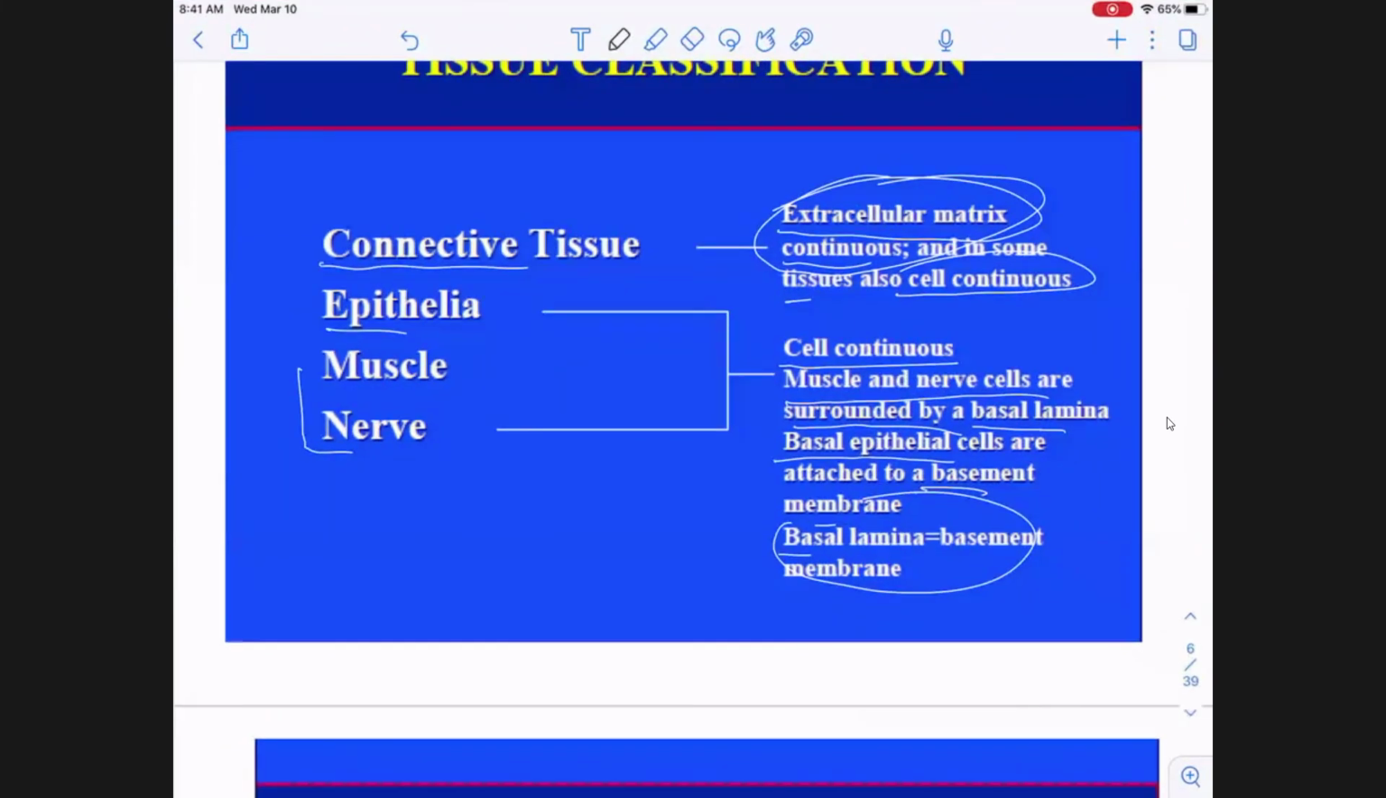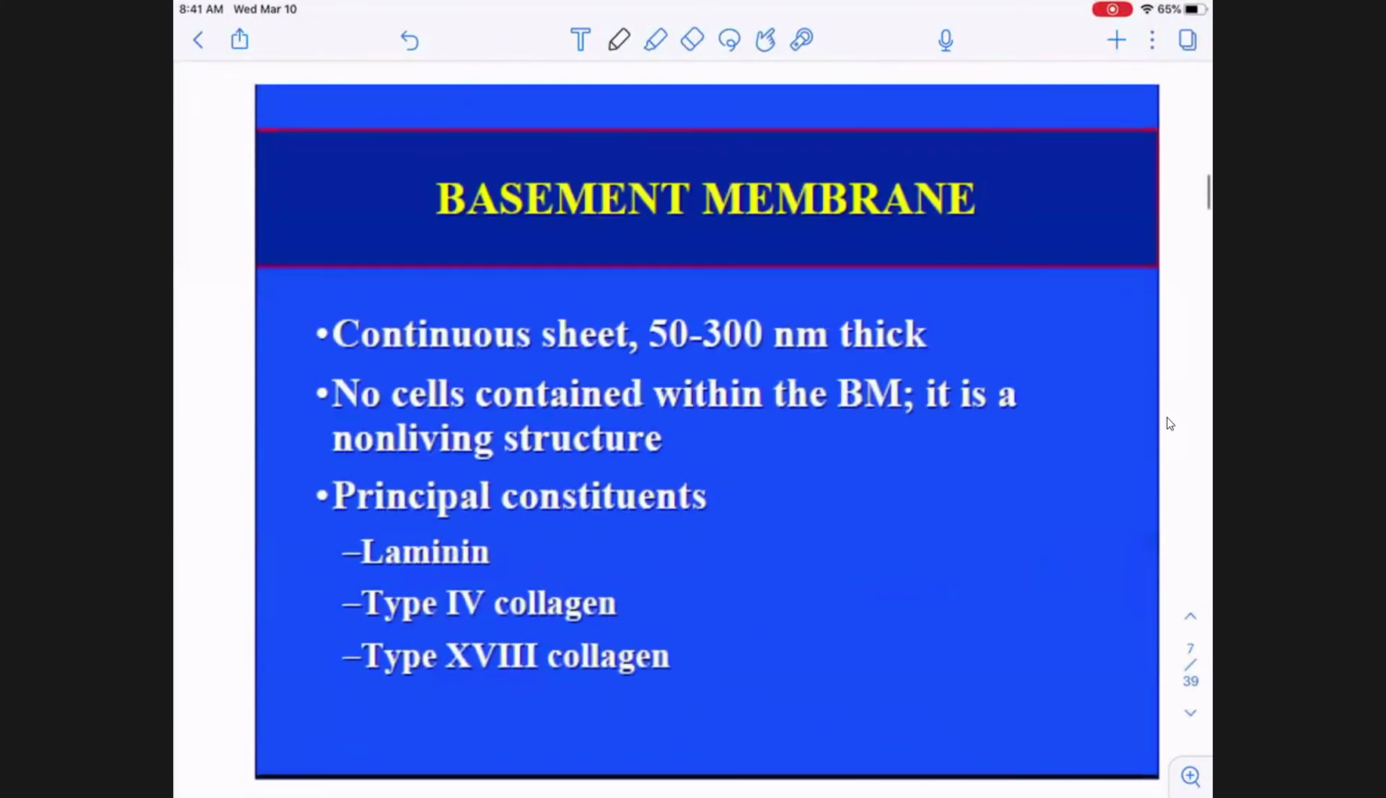So here we have the basement membrane. The basement membrane separates connective tissue from epithelial tissue. So it's between the epithelial tissue and the connective tissue. Inside there is a nano membrane, separated.